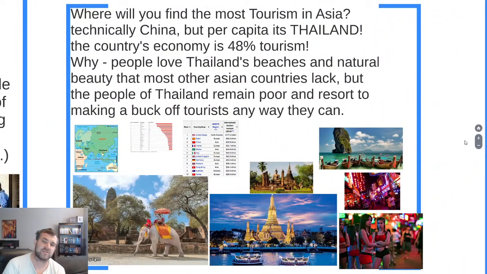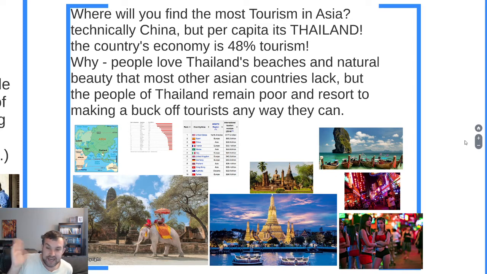Okay, where will you find the most tourism in Asia? Once again, the technical answer is China, because China is such a ridiculously big country and there's 1 billion people who live there. But if we go down to the per capita level, then we're going to talk about Thailand. Almost half of their economy, 48%, comes from tourism. And I'm sure that during the 2020 global pandemic, Thailand is suffering. If nobody can go to Thailand, nobody can make money. It really sucks.